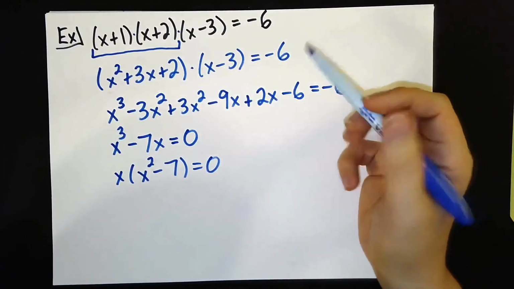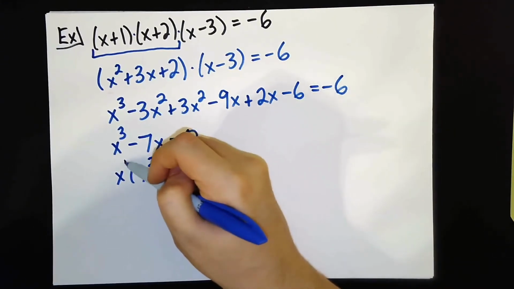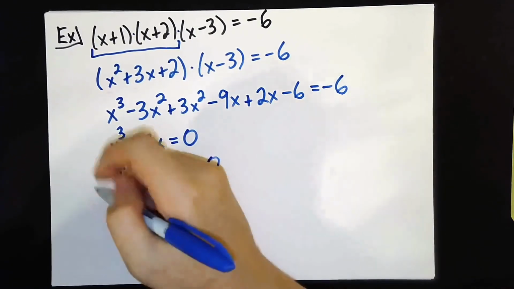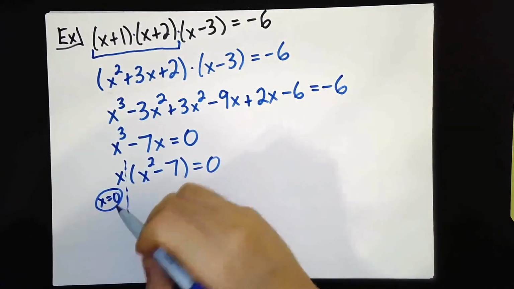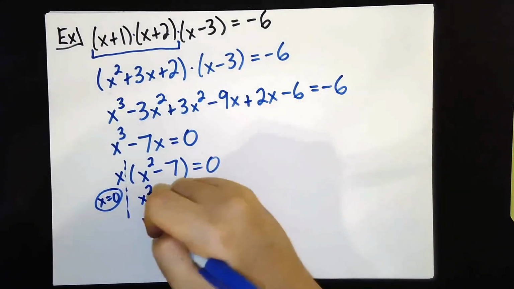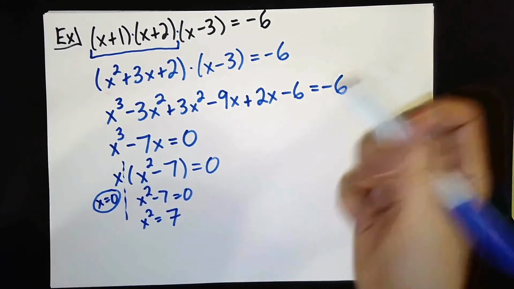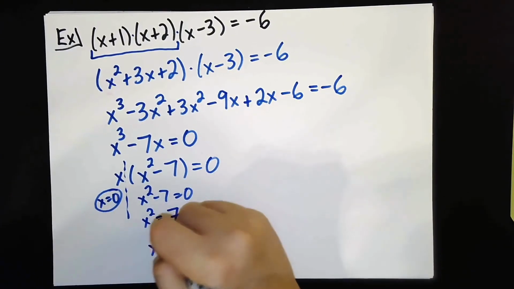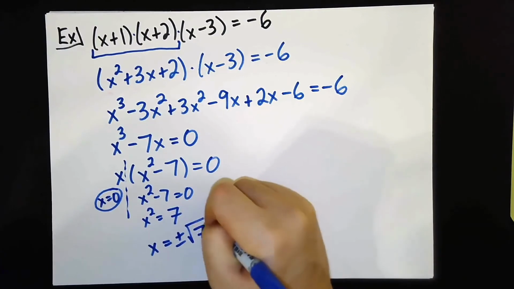Okay, you could try and factor x squared minus 7, but I think it's easier instead to just say I know how to solve x squared minus 7 equals 0, so I'll set it up separately. So x is 0, or x squared minus 7 is 0, which means that x squared is 7. And if x squared is 7, that means x is plus or minus the square root of 7.